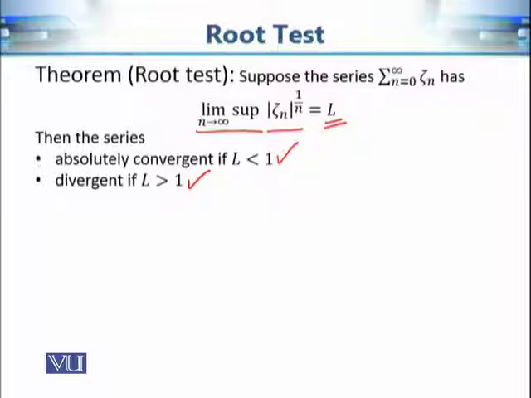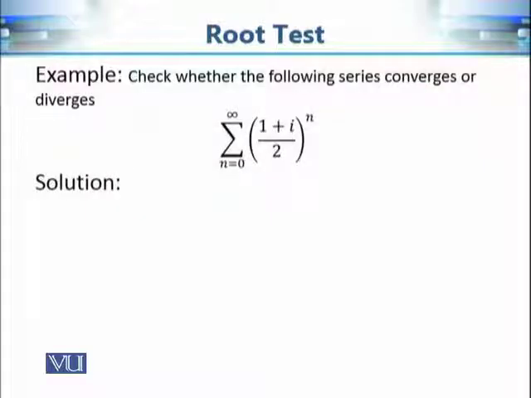So in other words, when L is equal to 1, the test is inconclusive, or we can say that the test fails, and we need to find some other criteria, some other way of checking the convergence or divergence of this complex series.